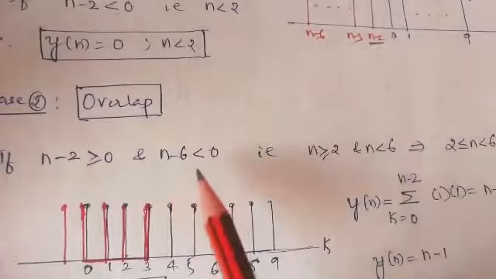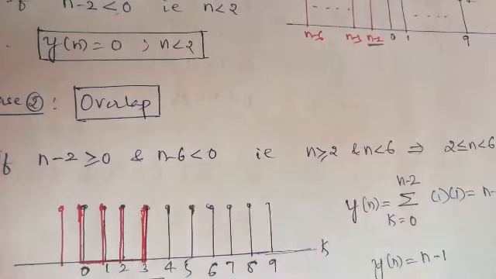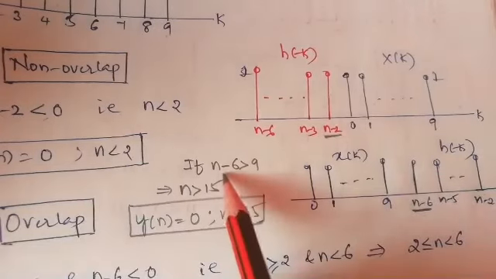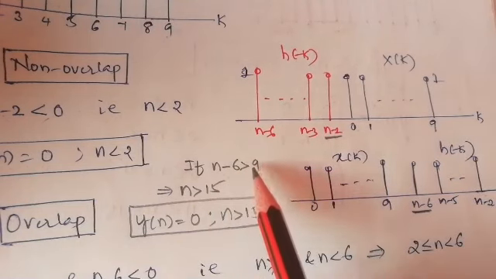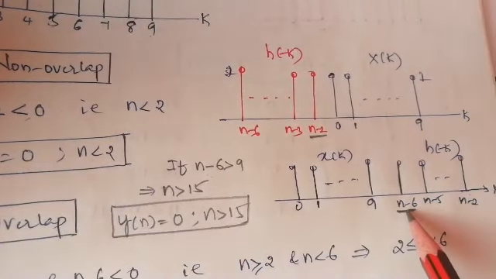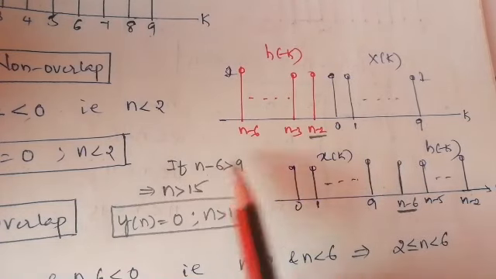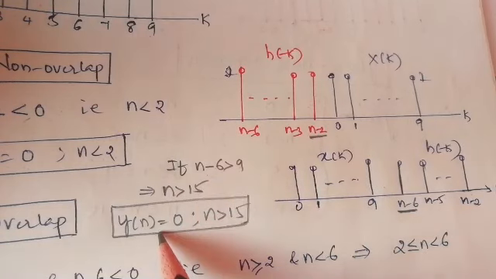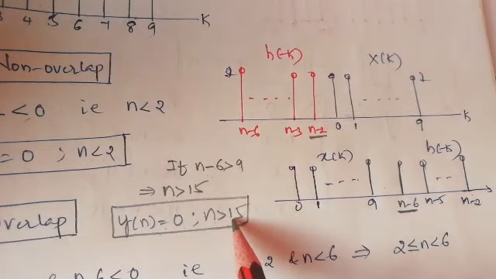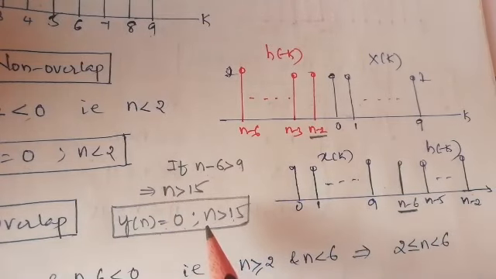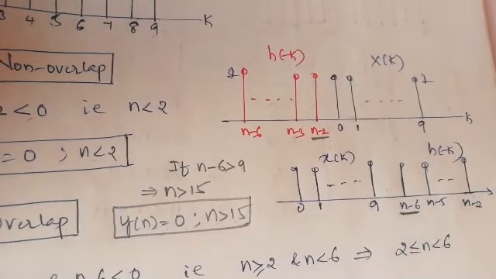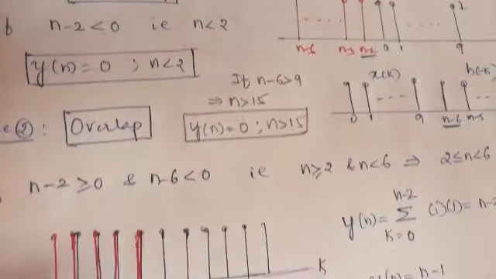If n minus 6 is greater than 9, then there is also no overlap. Taking 6 to the other side, it becomes 9 plus 6, which is 15. n is greater than 15, hence there is no overlap, and y of n equal to 0 for n greater than 15. Hence we got two non-overlap cases, represented here. Let's move on to the overlap cases.